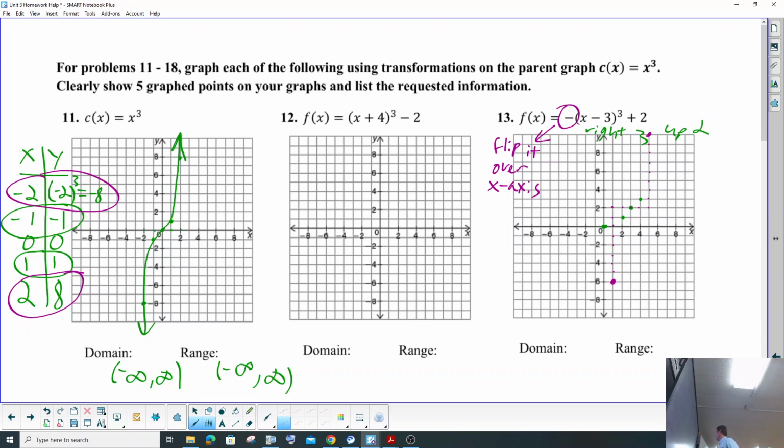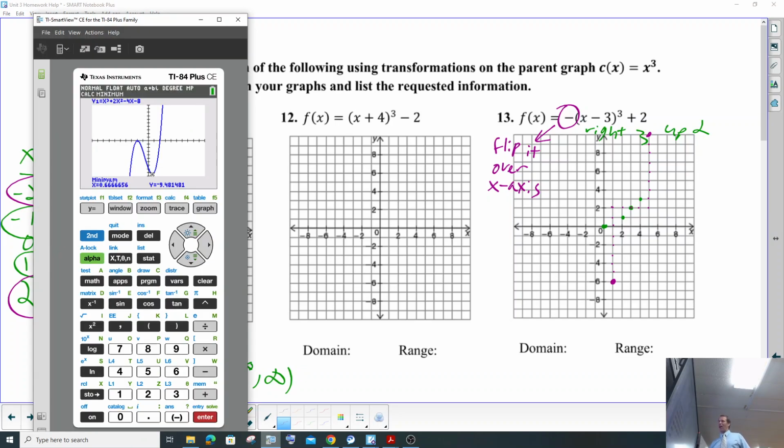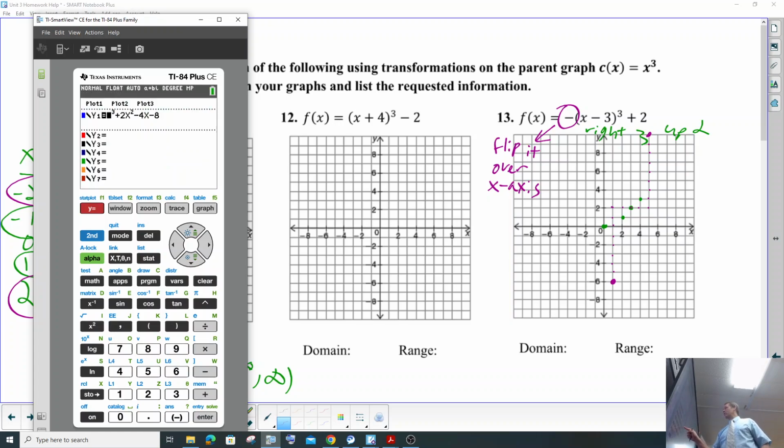Okay, so there we go. So then we're going to go ahead and flip it now. Careful now, flip it over the x-axis, tricky. I don't want to make a mistake here. So before I flip it over the x-axis, we're going to go to our graphing calculator and make sure I teach it to you right. So I'm going to go to y equals, and we go negative x minus 3.